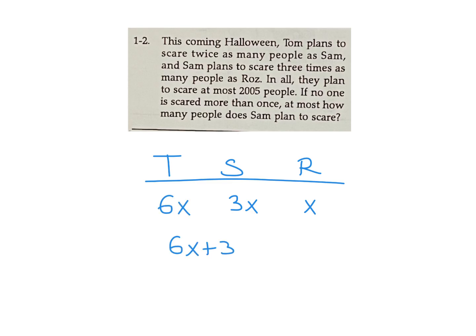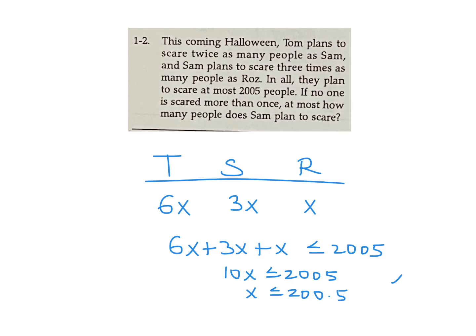So we have who is it? Tom, Sam, and Roz. Okay, so if we take the question and put it into math, it will be x, 3x, and 6x. And if you add these up, they're saying that at most it's 2005. So that basically means that 10x is less than or equal to 2005. Therefore, x is less than or equal to 200.5. And x is an integer, so therefore the maximum x can be is 200.